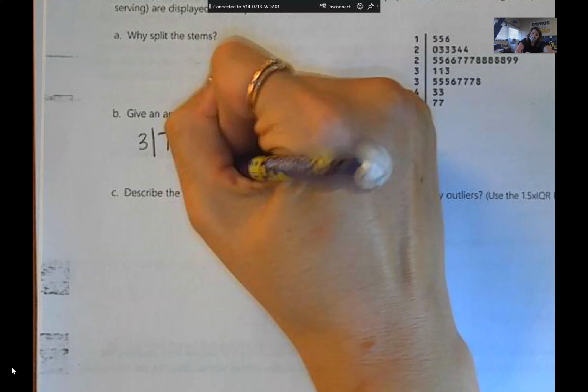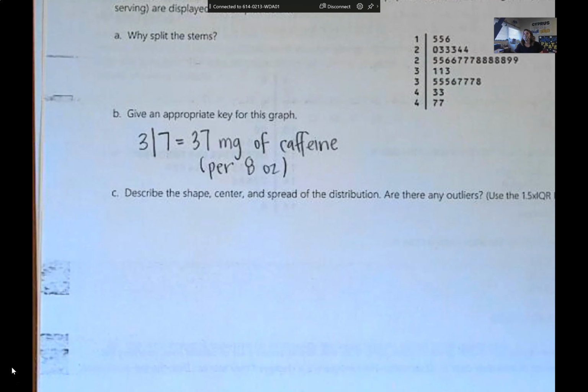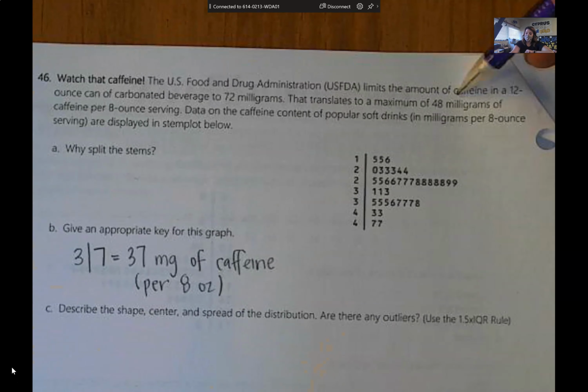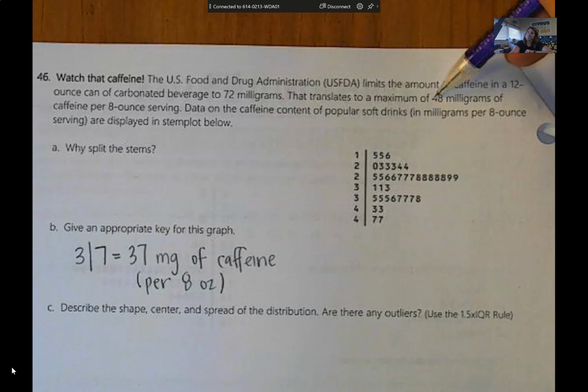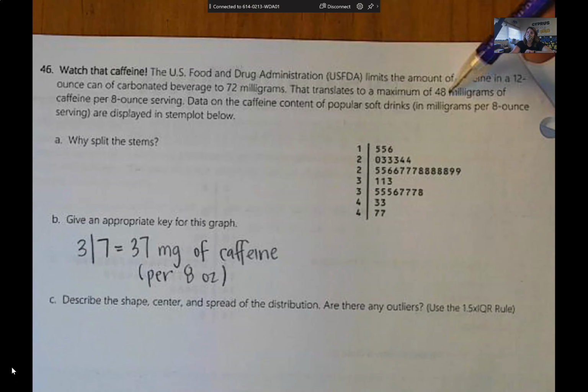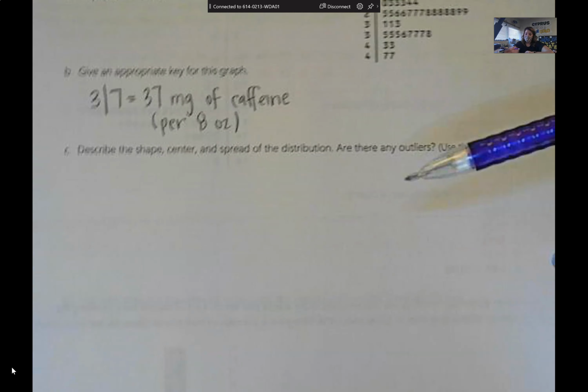If we were being super extra, we could say per 8-ounce. And I know that that's the key because up here it's talking about how the maximum amount for an 8-ounce can is 48. So I know that that's how I'm supposed to read this stem and leaf.